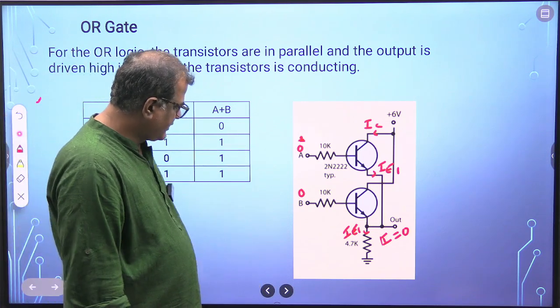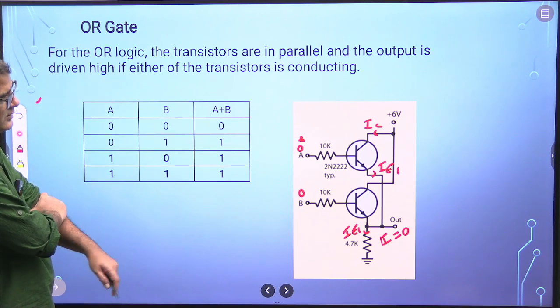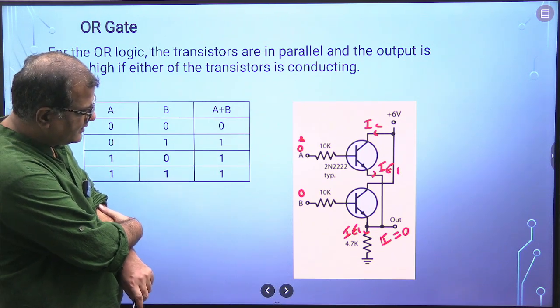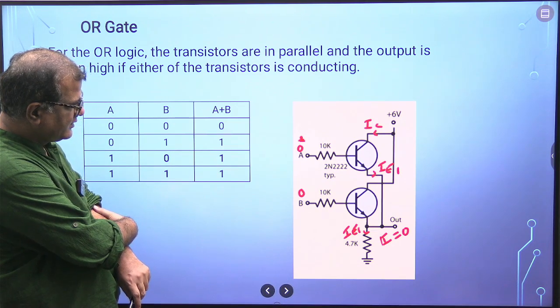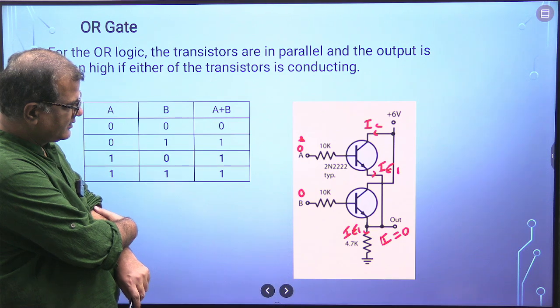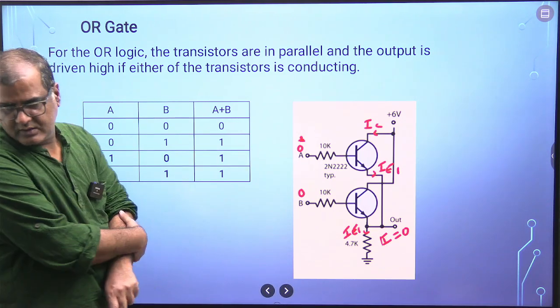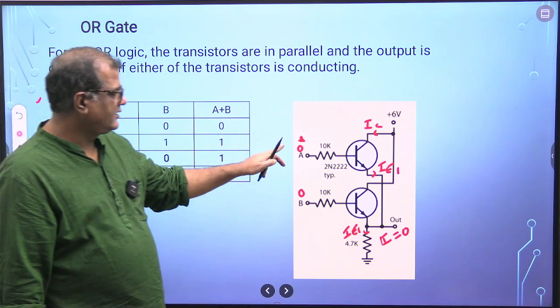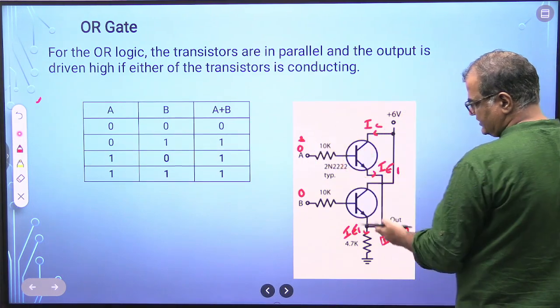So the output is not zero because... Pardon? If the voltage is not zero, it is considered to be high. Sir, if one is not zero? Yeah. If anyone is high, this is high. Okay. Any one out of the two is high, this will be high.